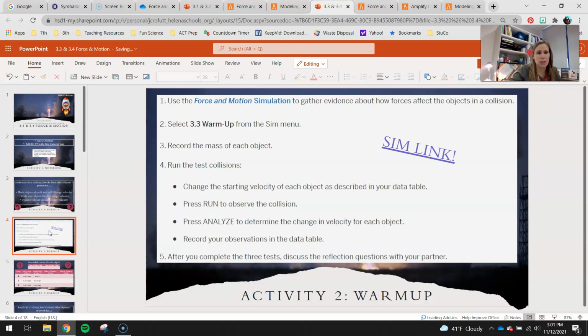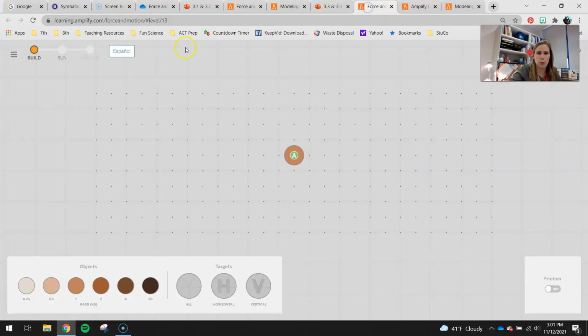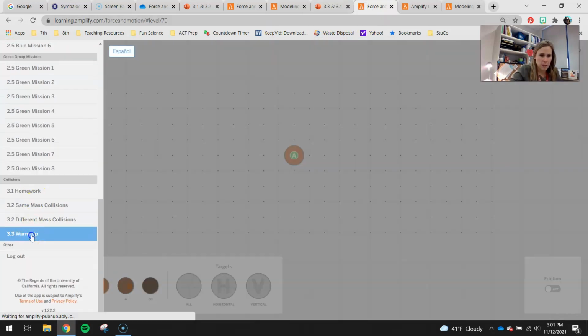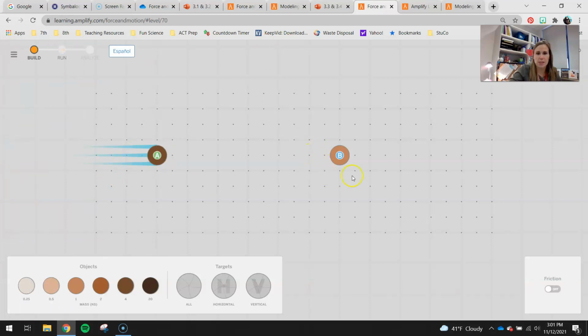To test out the prediction you made in your warm-up, you guys will go to your sim link. You will go to the 3.3 warm-up, which is up here in the menu. And you will see the same setup that I just showed you in review for 3.1 and 3.2. We have 2 different size pucks. This one's moving 5 to the right. This one is at rest.